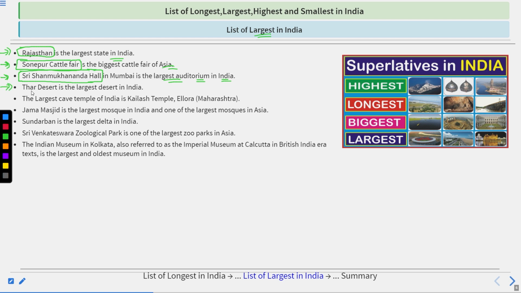Then we have the Thar Desert. The Thar Desert is the largest desert in India, and this is the hot desert. And if we talk about the cold desert in India, then this is Ladakh. Ladakh is referred to as the cold desert.